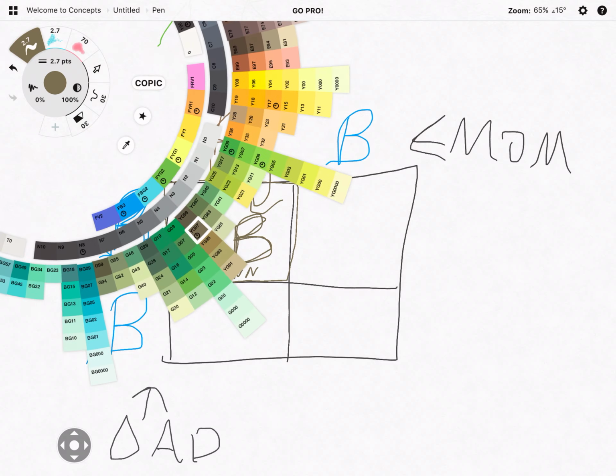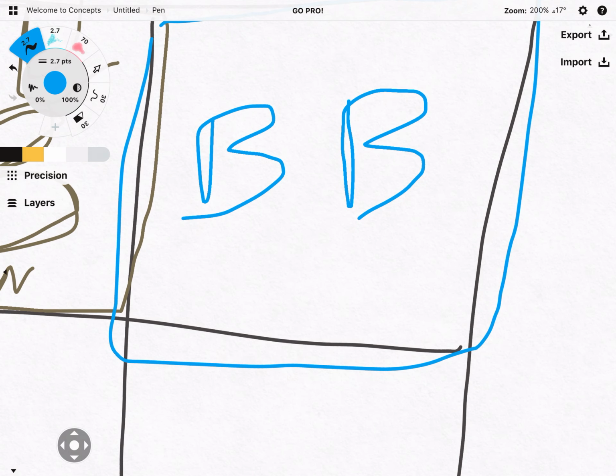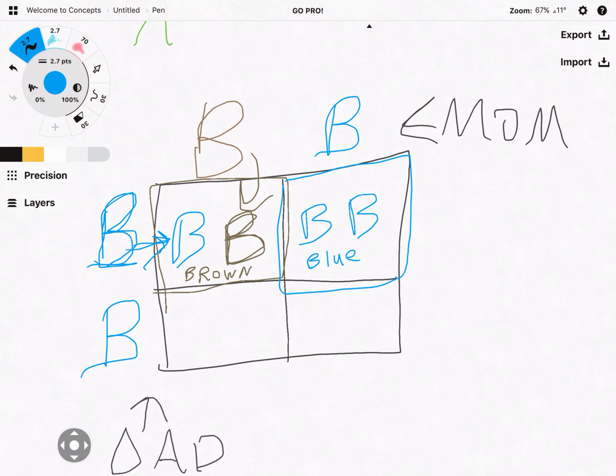Now, what if we look at this second box right here? Well, here, the dad would be giving blue, and the mom would be giving blue. And because it's both blue, that means the kid would actually get blue eyes.